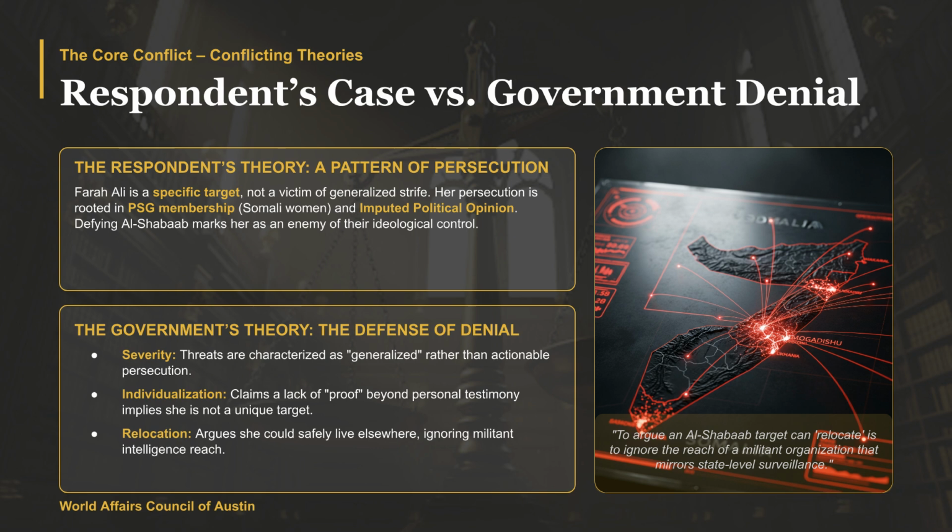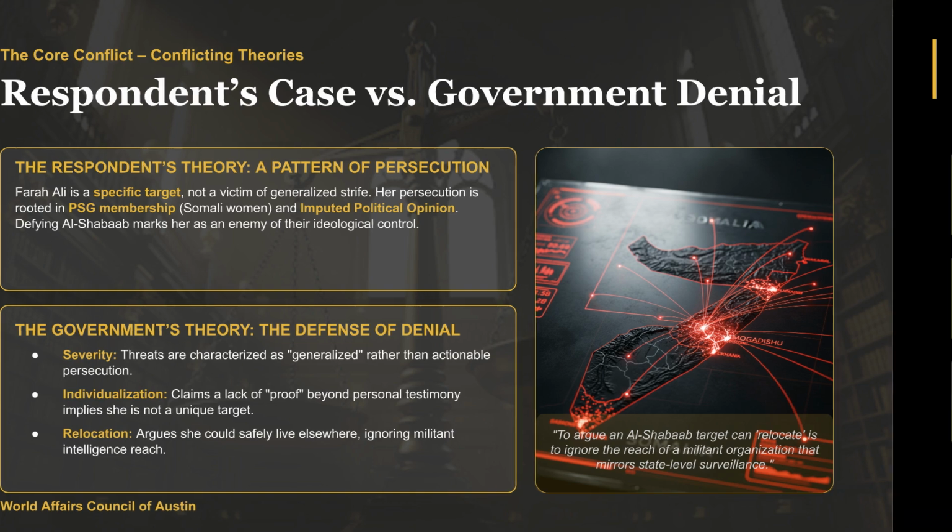The core conflict lies between the respondent's theory of persecution and the government's denial. The respondent argues she is a specific target rooted in PSG membership and imputed political opinion. The government counters with a defense of denial, minimizing the threat's severity and arguing she could safely relocate elsewhere.